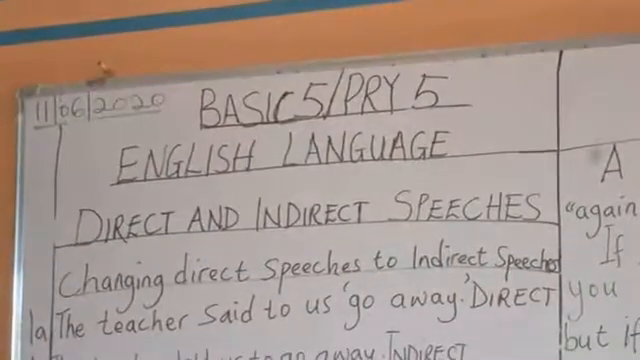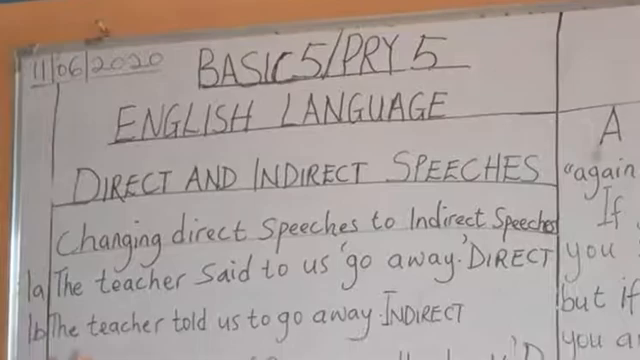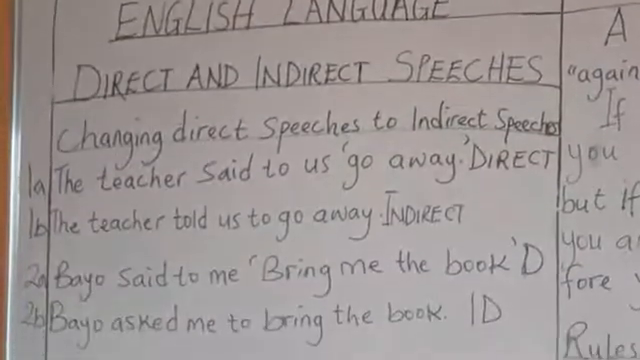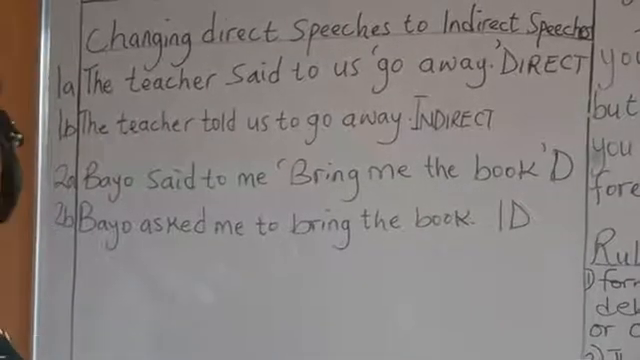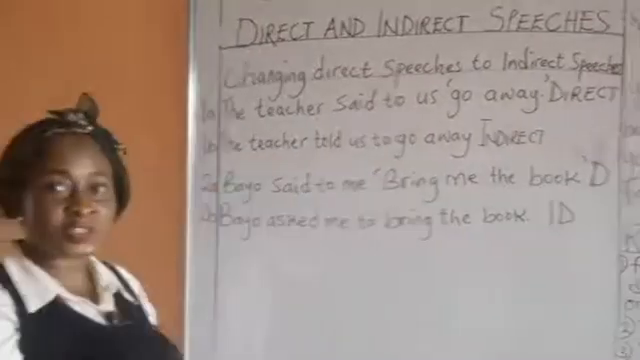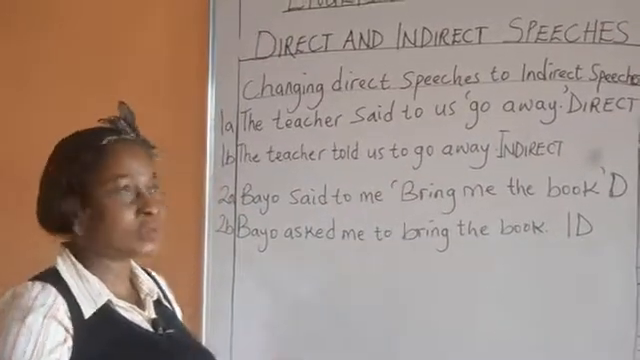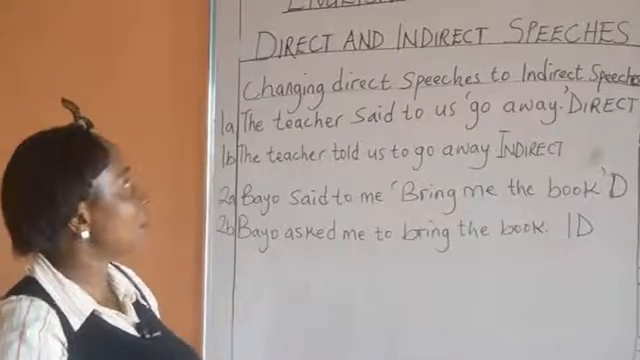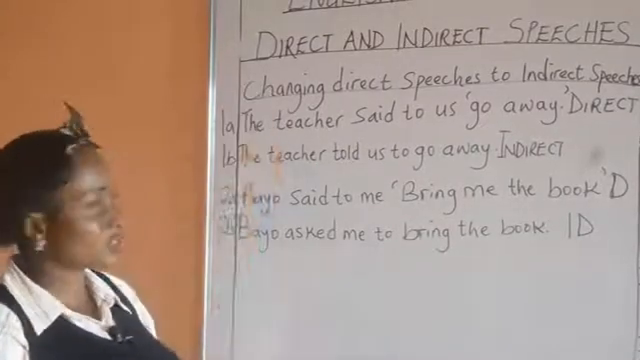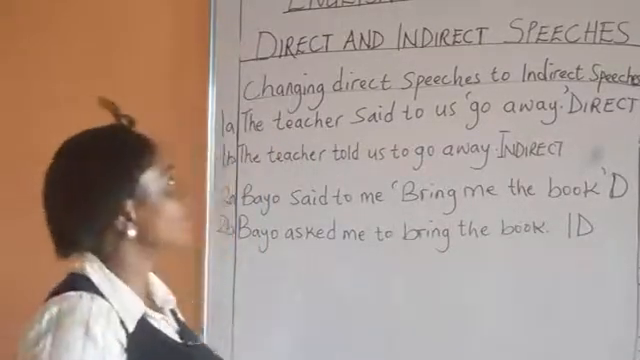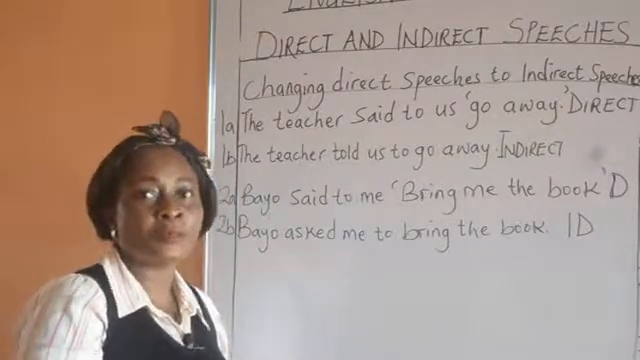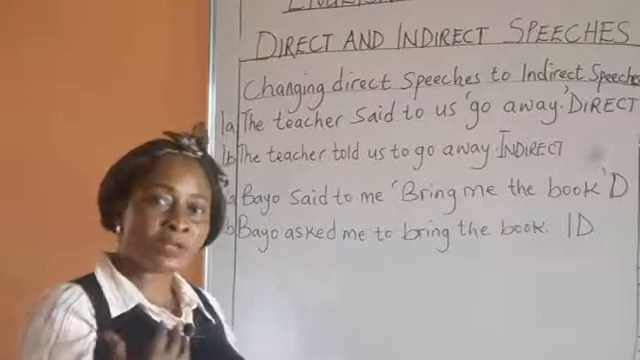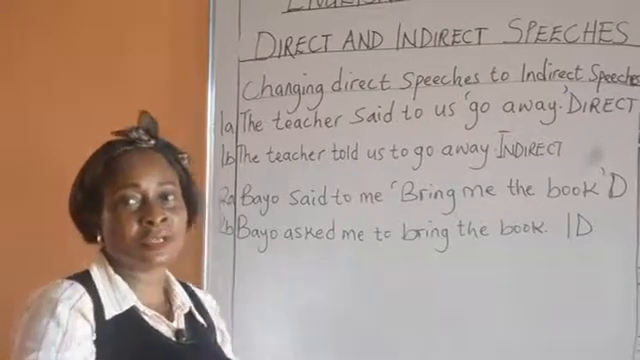Previously, we learned how to convert indirect speeches to direct speeches. But today, we are going to learn how to convert direct speeches to the indirect form. The indirect form is also known as the reported form. That means when you are reporting an event that has happened in the past.